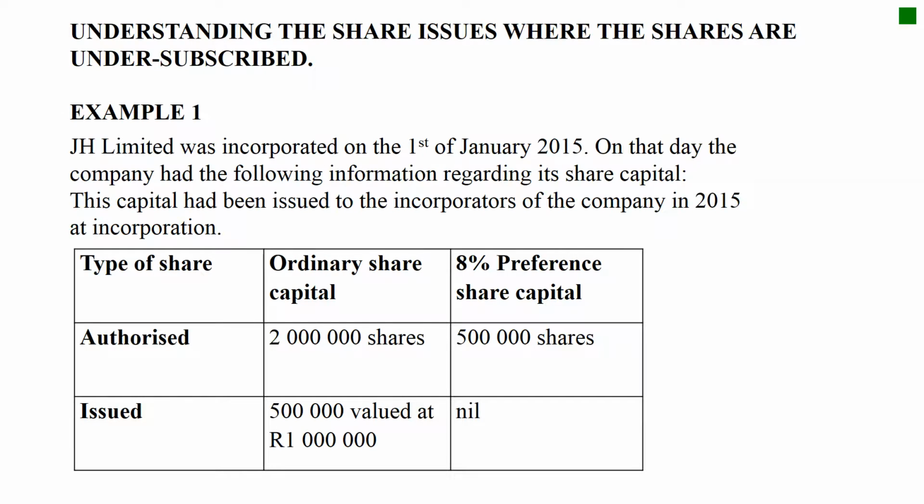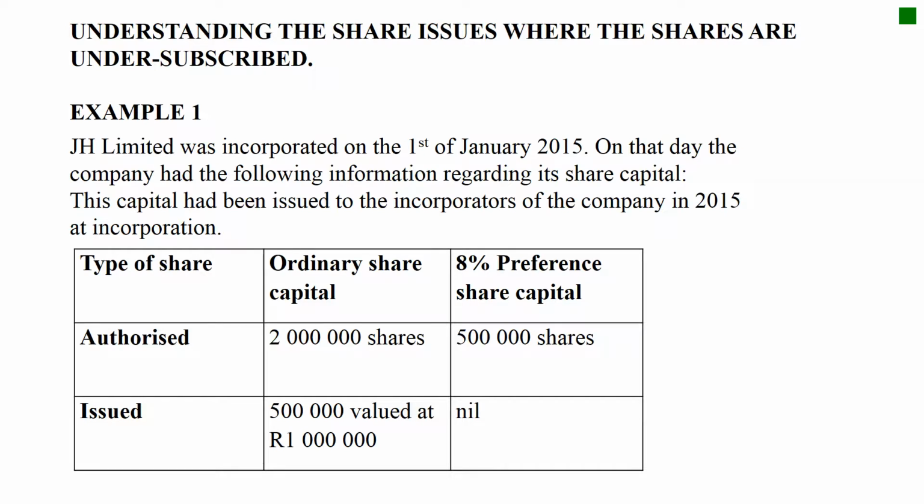Let's look at this example. It is going to illustrate how we deal with share undersubscriptions. We have example one. We have a company called JS Limited, which was incorporated on the 1st of January 2015, and its year end runs to 31st December of the year. On that day, the company had the following information regarding its share capital.